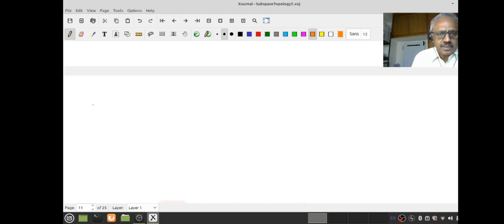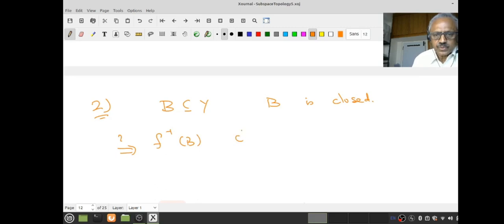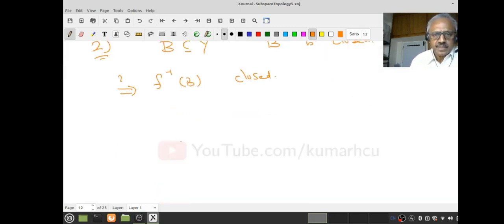Right, now let's look at a second version. Suppose I start with a B, a subset of Y, so that B is closed. Then if I want f to be continuous, I want to know whether f inverse of B is closed. You understand? Now exactly as I proceeded earlier, you will see that f inverse of B is nothing other than the union over i in I of fi inverse of B.